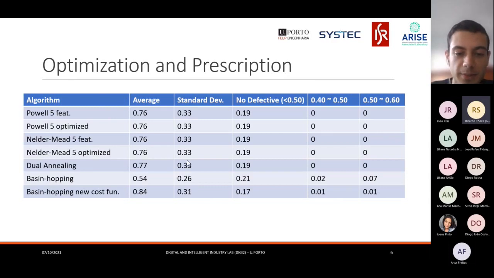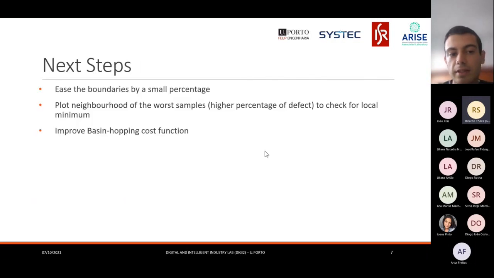So this is basically what I did in my internship, but there are some next steps that I've already started taking but haven't finished yet. So we can ease a bit of the boundaries by a small percentage, so that we can maybe reduce the percentage of defect a little bit.